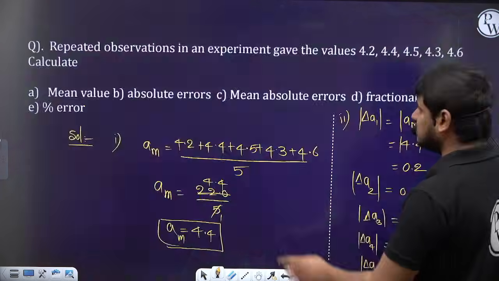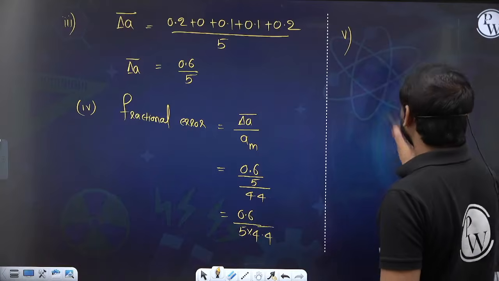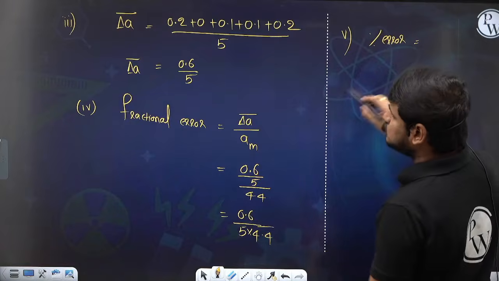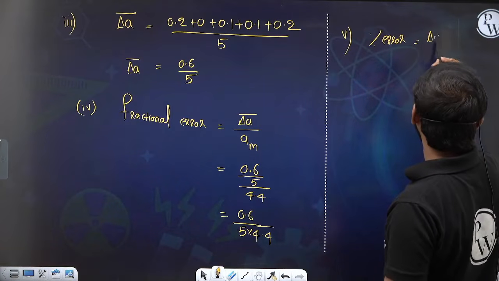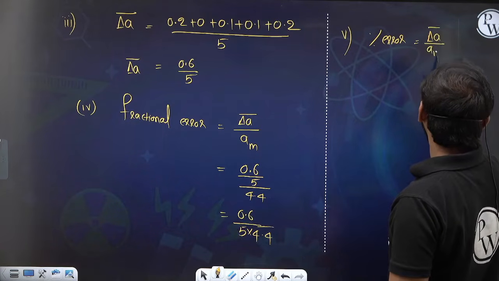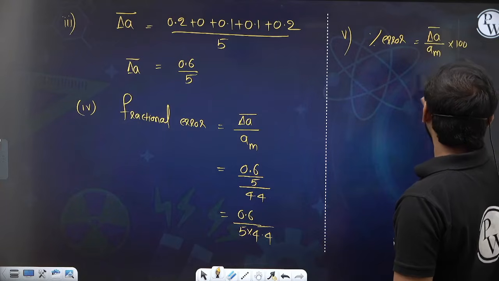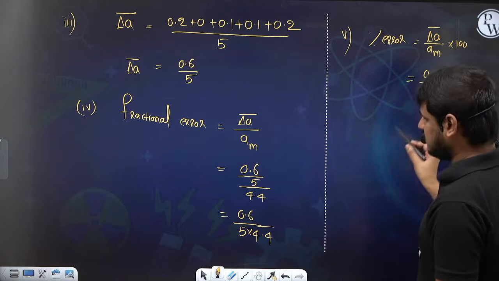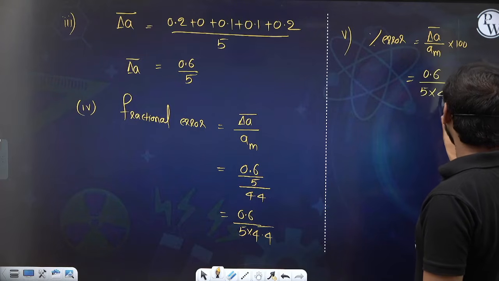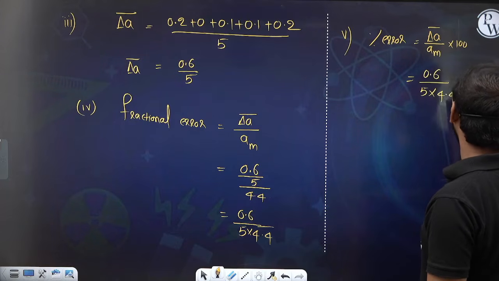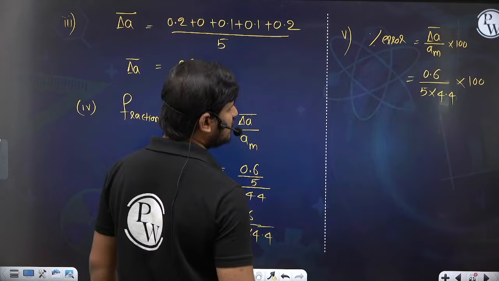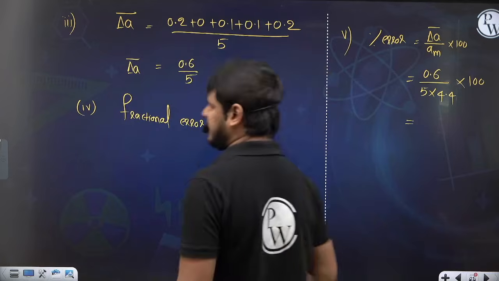Then the fifth one. What is the percentage error? The percentage error is nothing but the fractional error, delta A bar by AM, into 100. So delta A bar by AM is 0.6 by 5 into 4.4, into 100, that's it. Then you do this calculation and you will get the percentage error.